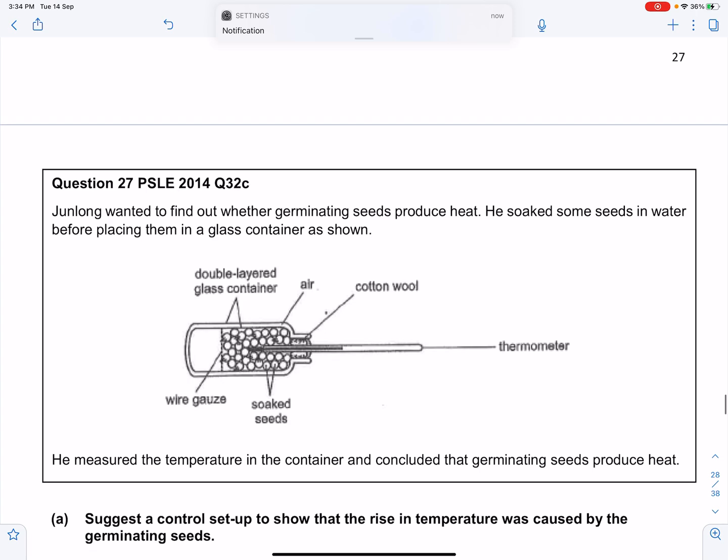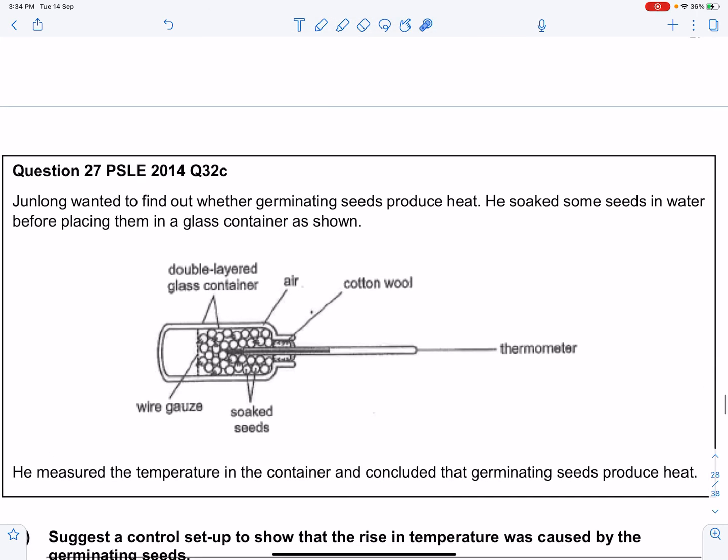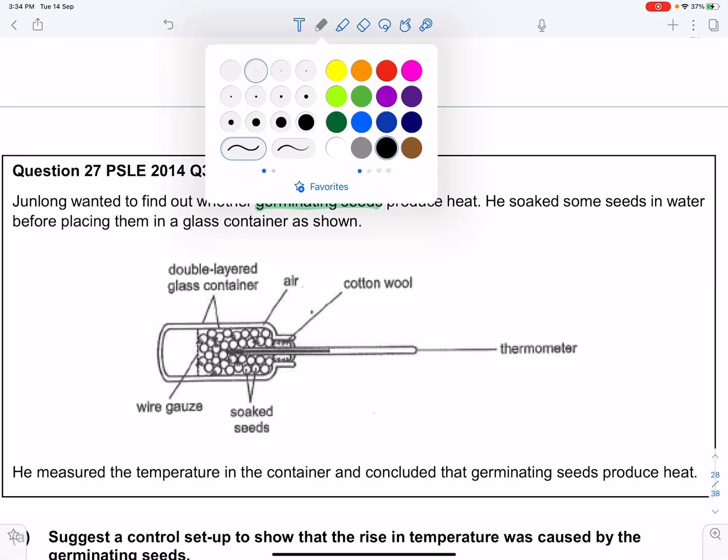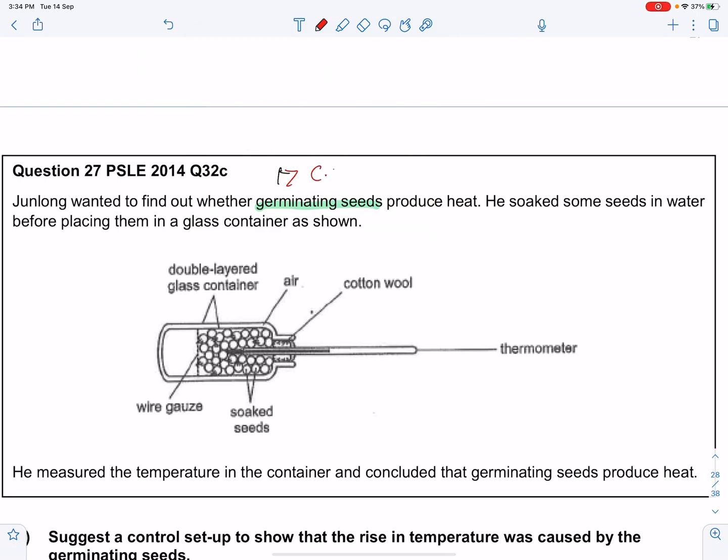Okay. We can try this again. Jin Long wanted to find out whether germinating seeds produce heat. He soaked some seeds in the water before placing them in a glass container. So first things first, always identify the change variable. Okay? So your change variable in this case is whether your seeds are germinating or not. This is the change variable, CV. And then your measured variable is actually heat.